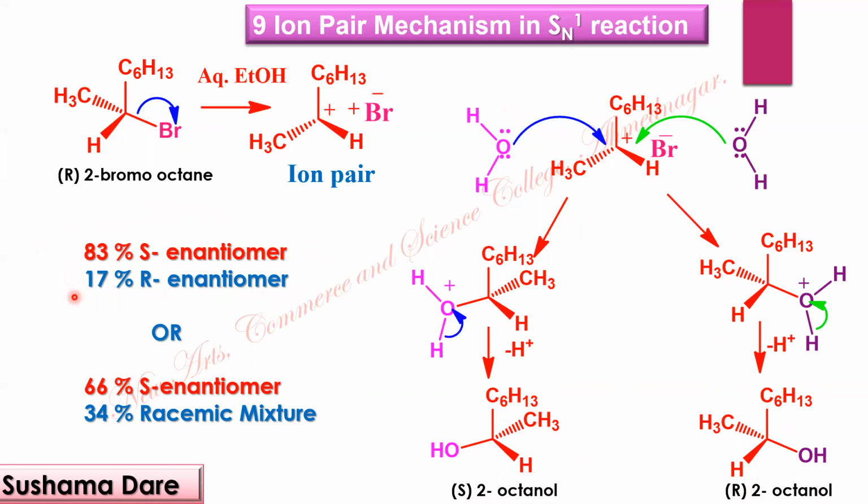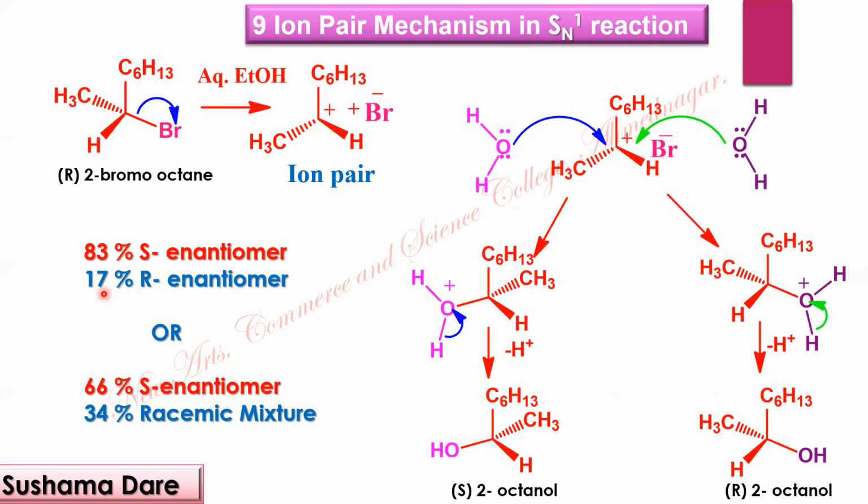So what does this indicate? This indicates that instead of getting a 100% racemic product, we get a higher percentage of S product. And the S product is what? As we start with R, you end up with a higher percentage of S product, which means there is an inversion of configuration, and that inversion is because of the ion pair mechanism.